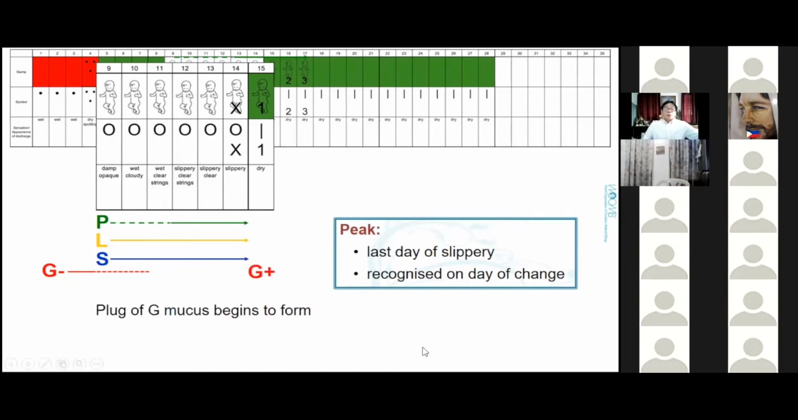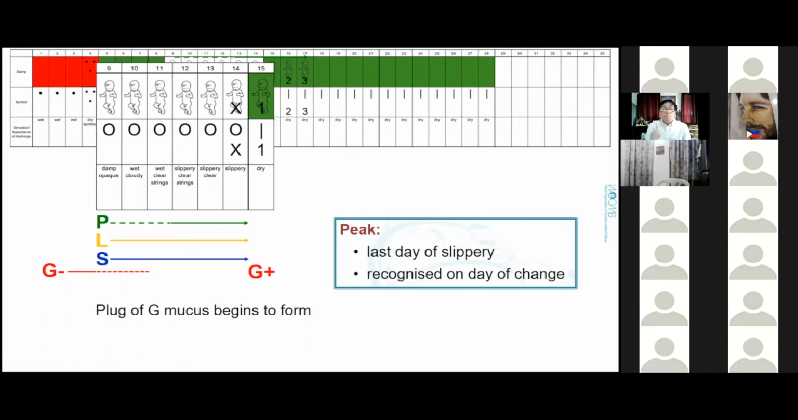Okay? On day 15, G mucus begins to appear. We call it the G plus. Before that, we call it G minus. After mucus production leading to the peak, the mucus plug, we name it as the G plus mucus.